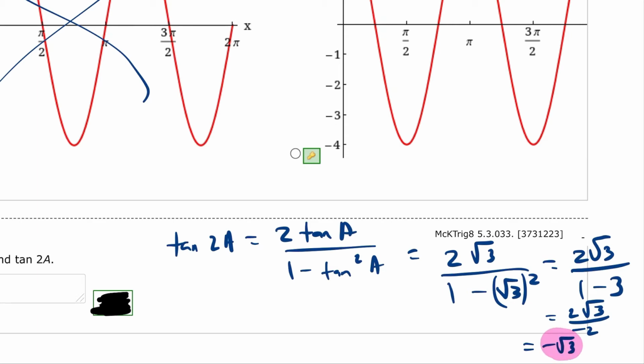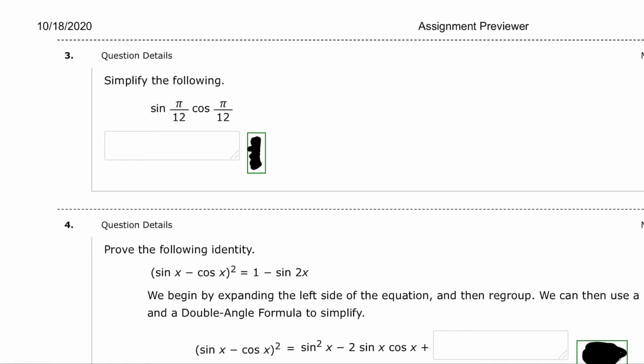All right, next problem. This one's a little bit more difficult to identify. Let's look for a formula that would work. In this case, I believe this is going to be the formula that's going to work for us. Sine of 2a equals 2 sine a cosine of a.